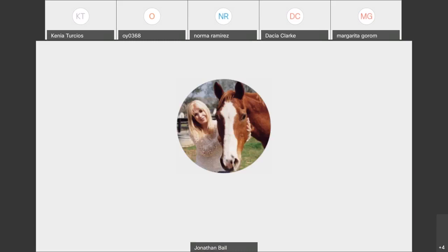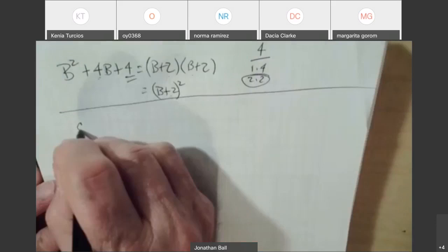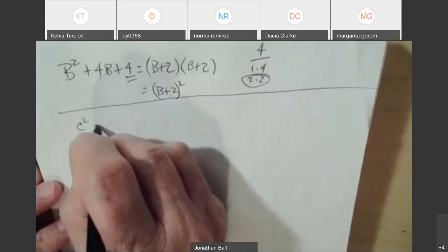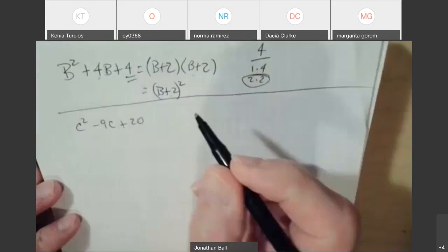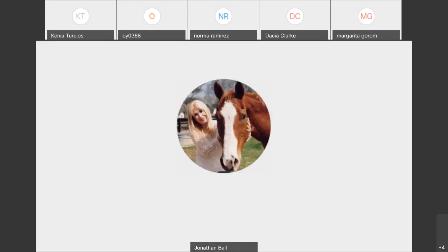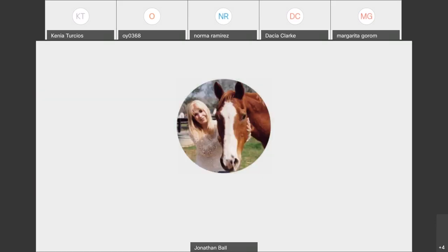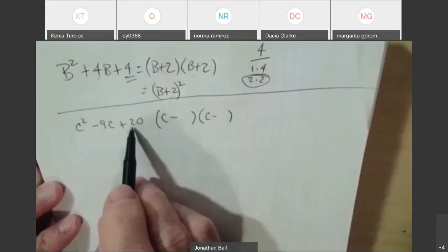Okay. Now, what if we have this? c squared minus 9c plus 20. Now remember, when the linear term is negative and this is positive, it's going to be c minus something and c minus something. The last thing we do when we do the distributive property is this times this, and a negative times a negative is a positive.